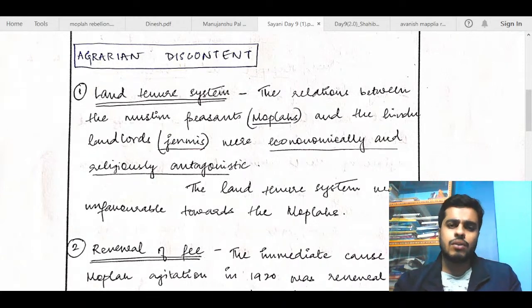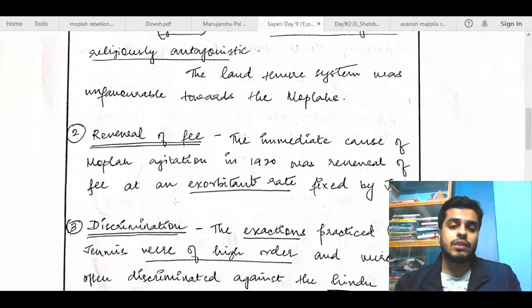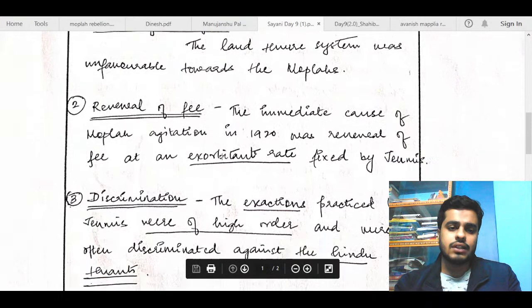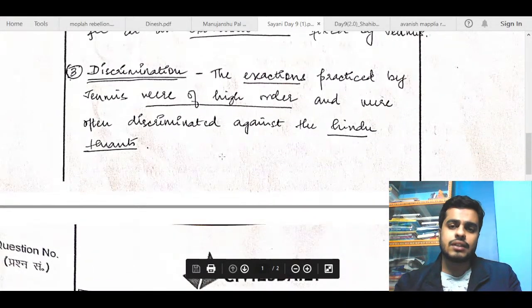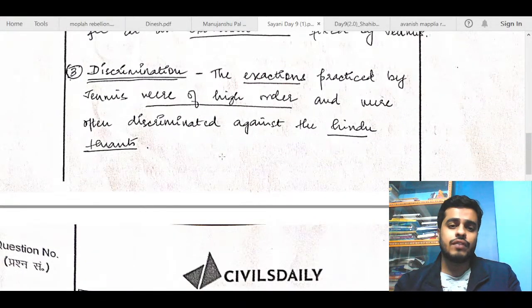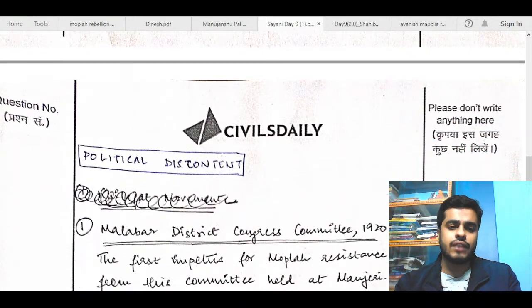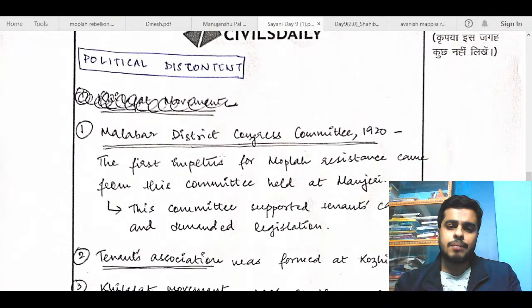You can just talk about the extraction of illegal rent, no security of tenure, renewal fees, for example. These are good points, I will say. Discrimination: extractions practiced by Jenmis were of a high order and they often discriminated against the Hindu tenants. So this is fine. The political discontent part is also okay.